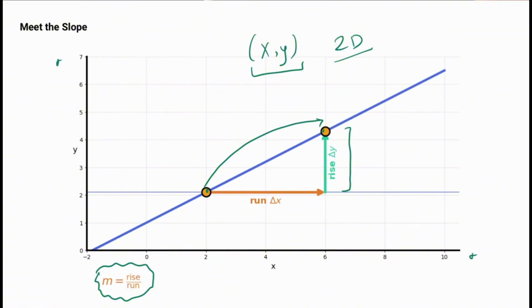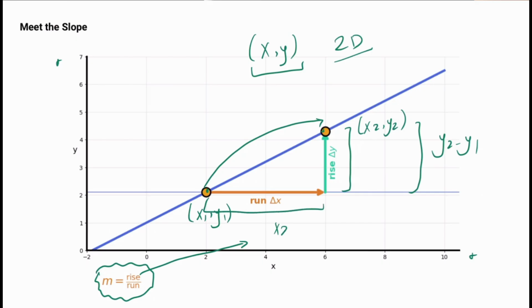So what is the rise? Again, if you remember, I can call these x1, y1, x2, and y2, and I can see how much the difference is between the y's, y2 subtracted by y1, and again x2 subtracted by x1. So I can easily find my slope.